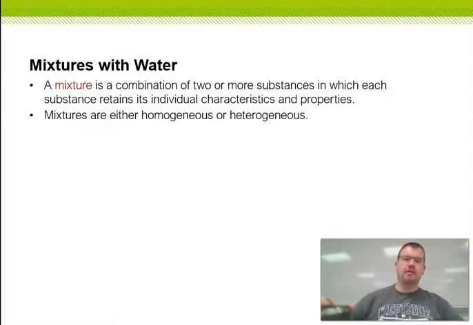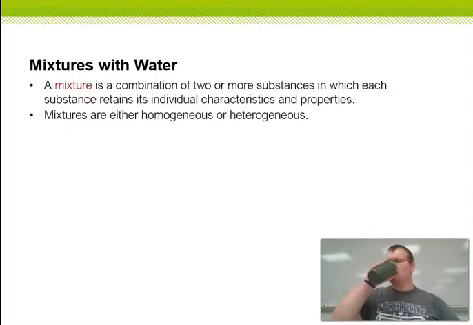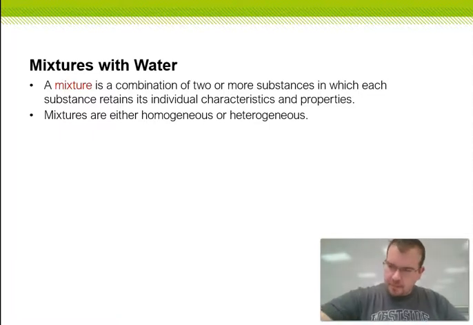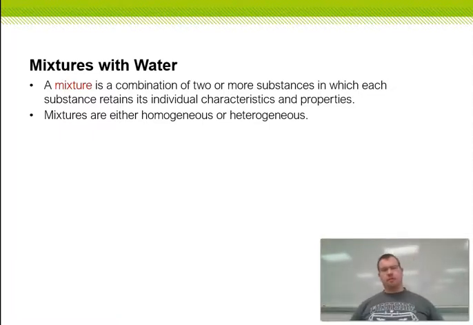Then we got mixtures with water. You've seen mixtures before. Don't make it something really complex in your mind. A mixture can practically be anything, just two things being mixed together. You can do that with more things as well. It's a combination of two or more substances in which each substance retains its individual characteristics and properties. What that's saying is you mix some things together and a chemical reaction didn't take place. Those things still are separate.